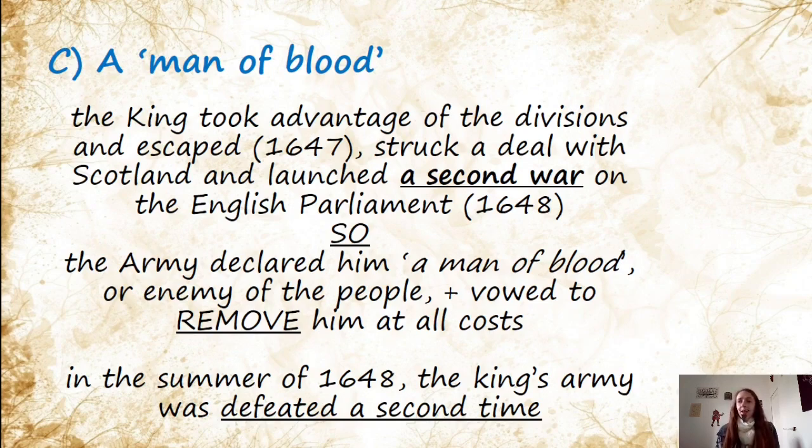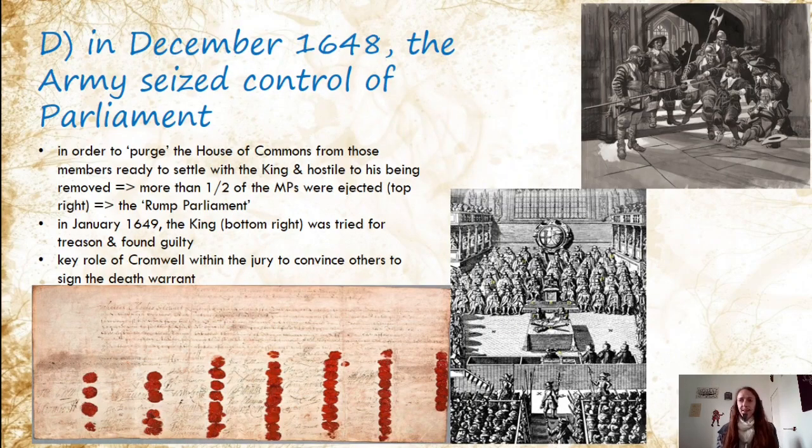Now, what about the king? What about the king in this situation? The king took advantage of the divisions and escaped in 1647. He struck a deal with Scotland and launched a second war on the English Parliament in 1648. So the army declared him a man of blood, an enemy of the people, and vowed to remove him at all costs. So in the summer of 1648, the king's army was defeated a second time.